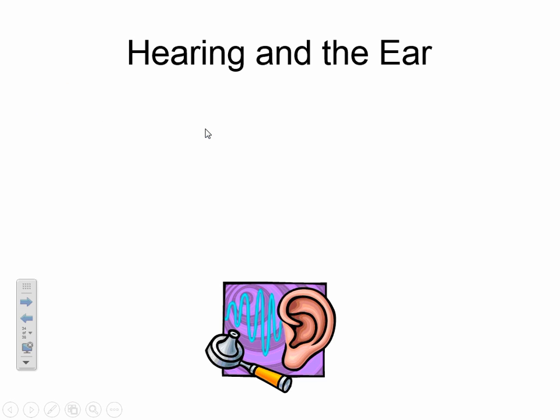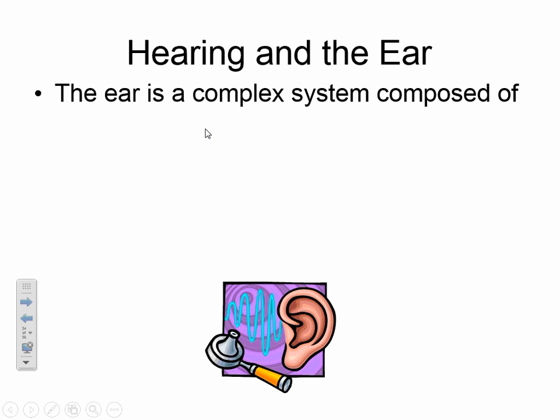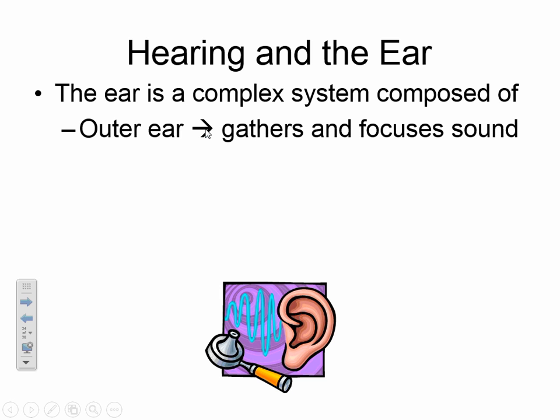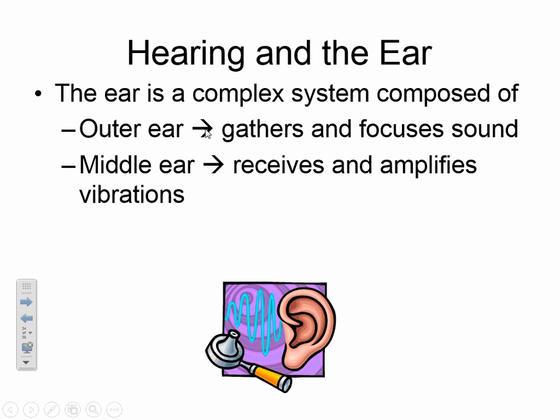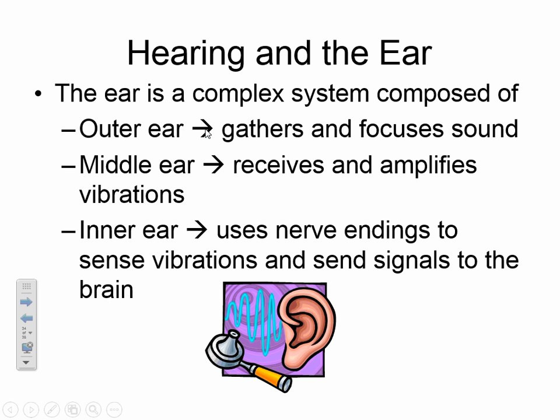Lastly, let's talk about the ear a little quick. How does your ear hear? The ear is actually a very complex system. And we've talked about before, you can lose your ability to hear quite easily. You have three parts of your ear: the outer ear, the middle ear, and the inner ear. The outer ear is just focusing on gathering and focusing sound. The middle ear receives and amplifies sound, and the inner ear uses nerve endings. You have little hairs inside your ear that sense vibrations and send signals to the brain.